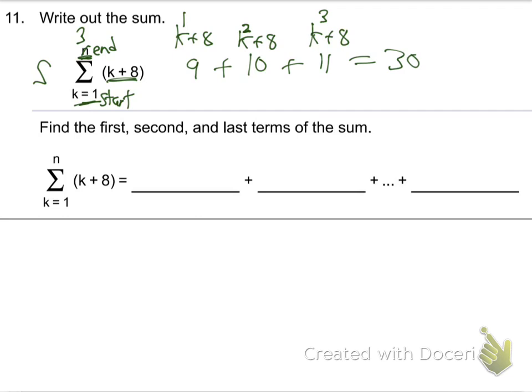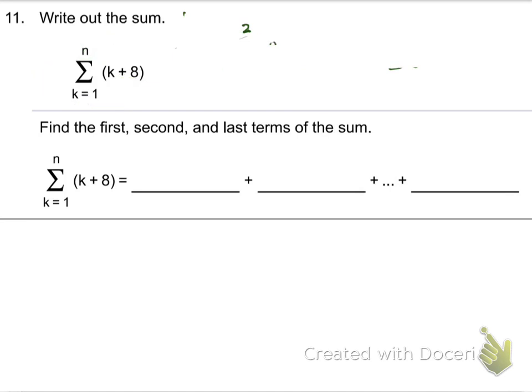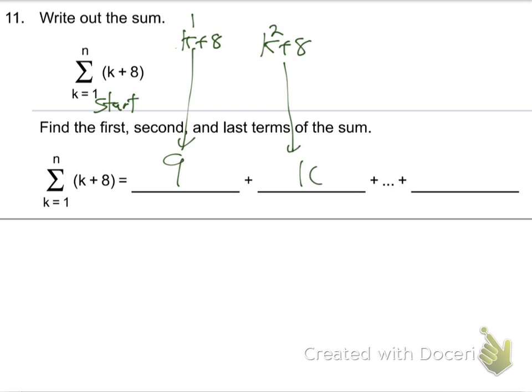Okay. So they didn't say 3. They said n. So let's do the actual question now. They said n. So I still start at 1, huh? So I'm going to take the k plus 8 formula. I'm going to start at 1, and they want the first term down. The first term is going to be 9. And then k plus 8 again. Now plug in 2. Second term is going to be 10, just like we had a minute ago. And then dot, dot, dot, they want the last term. What's going to be the last term? Infinity? You end at what?